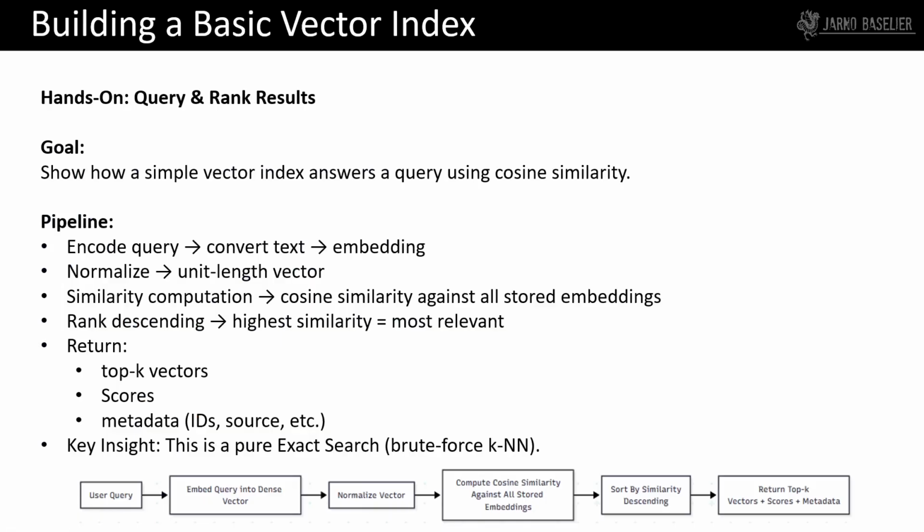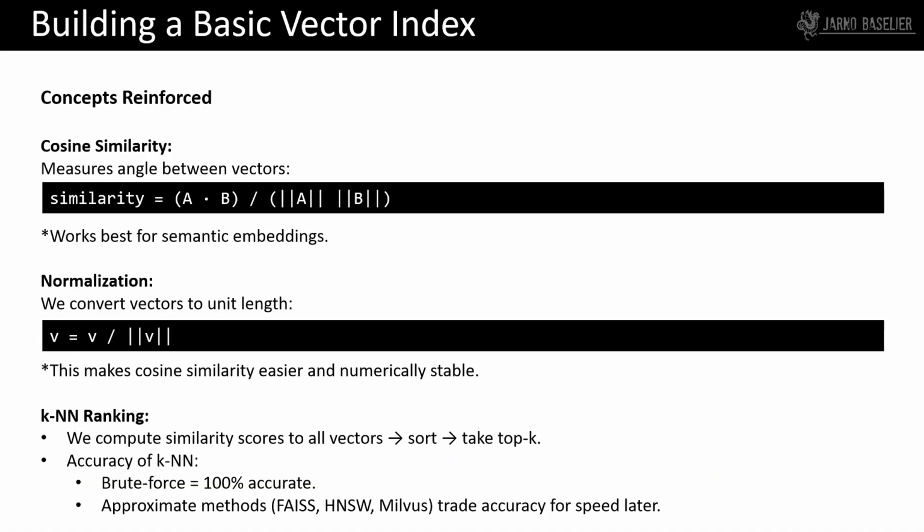So, query and rank results. Well, the goal here is to show how a simple vector index answers a query using cosine similarity. We have a specific pipeline for this. First, we encode the query, we convert the text to embeddings, then we normalize everything to a unit length vector. We use similarity computation, and for this, we use cosine similarity against all stored embeddings. Then we rank descending, so the highest similarity is the most relevant, and we return the top k vectors, the scores and its metadata. And the key insight here is that this is a pure exact search, so a brute force KNN. And everything that we just said is in the graph below.